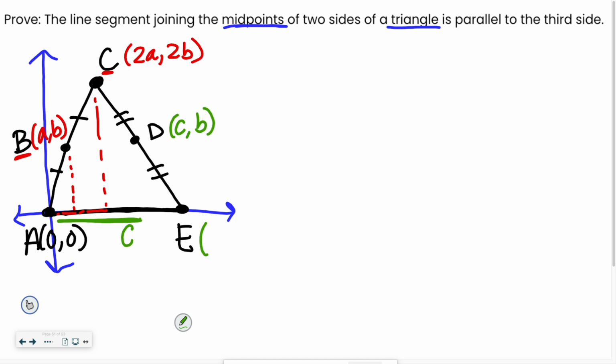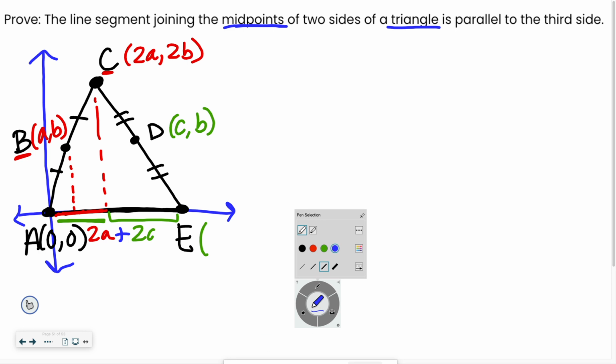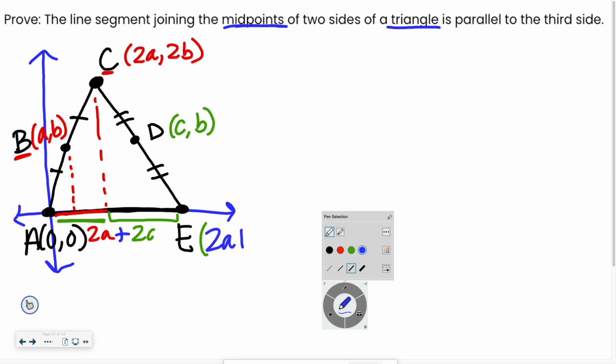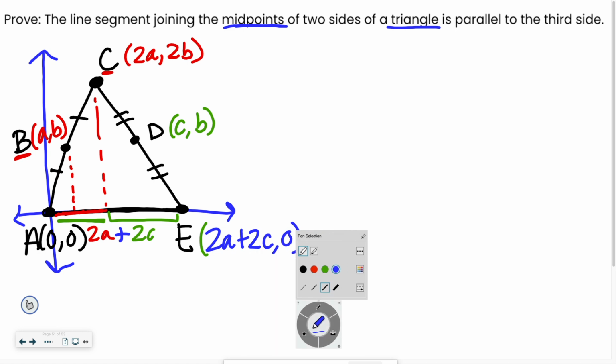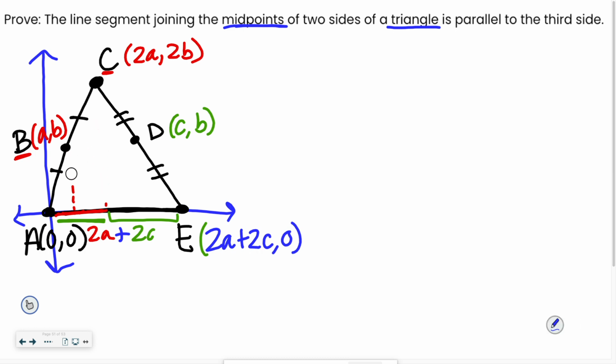So, hold on, we got to do a little shimmy here so this makes sense to you. So we know, okay, this distance here is 2c. And this distance here, this red distance, how far C is over, is 2a. So together for point E, we would have to add them. So 2a plus 2c and up 0. So kind of hairy, I know. But again, we're just trying our best here, folks. Now maybe get rid of some of my lines.